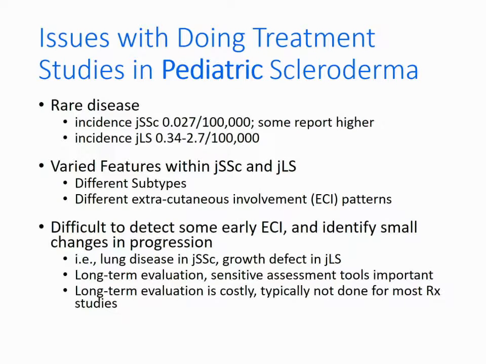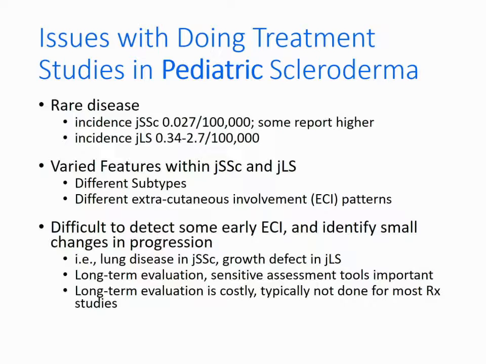So there are issues with doing treatment studies in pediatric scleroderma, as I'm sure some of you are thinking. It's a rare disease. The incidence for systemic sclerosis in the UK was said to be less than 1 in a million, okay? For systemic sclerosis, we're higher, maybe we're up to 27 per million, but that's not a super high number. There are varied features, as I hope you appreciated from what we talked about. There are different subtypes for both localized and systemic, so are they all going to respond the same to treatment?